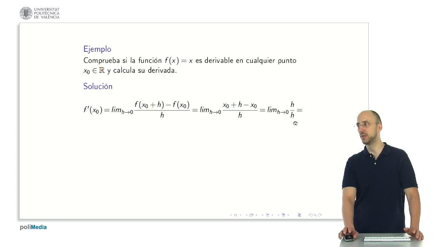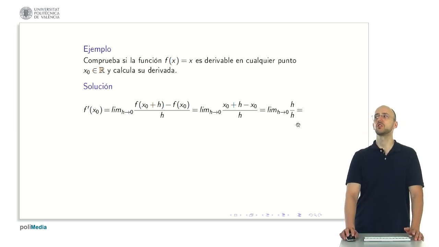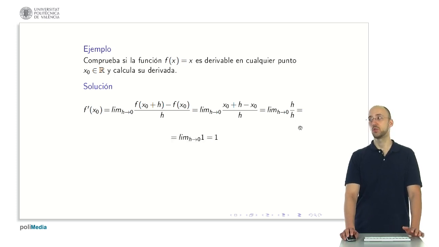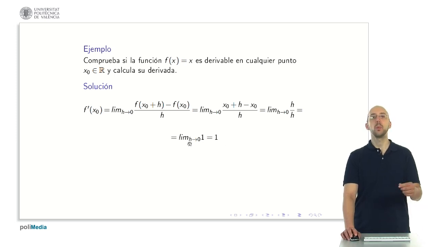Now you have to be careful because you could say that this is 0 over 0, hence it is an indeterminate form. Yes, but before calculating the limit, we have to simplify. How much is h over h no matter the value of h? H over h is always 1, therefore the limit is 1. Obviously, what is the limit when h tends to 0 of 1? 1 is constant, therefore it is simply 1.